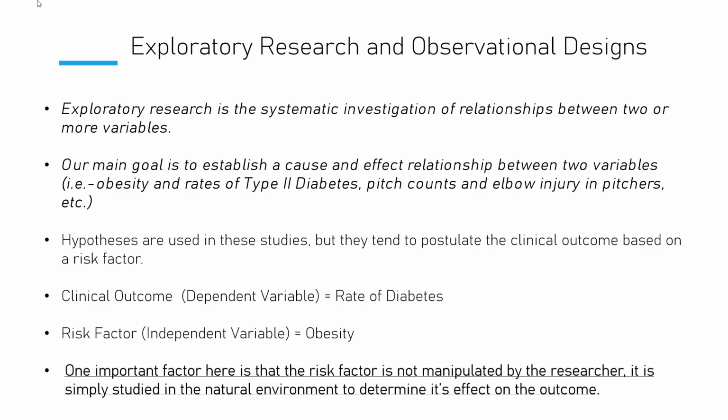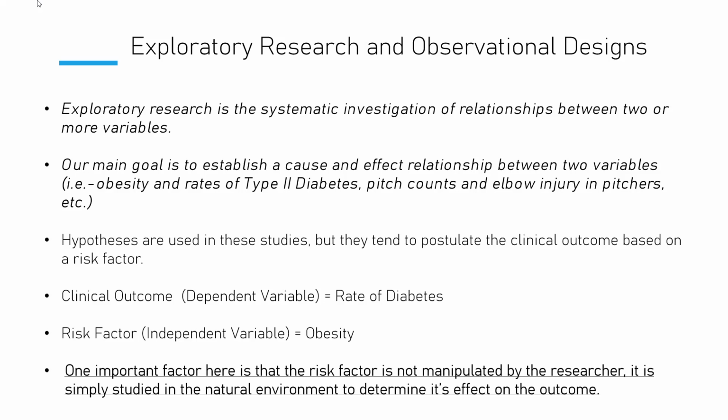A lot of times we also use things like hypotheses in observational designs. However, we word them differently, right? We make these hypotheses, but we're utilizing different factors, and we typically refer to these things as risk factors. So the independent variable would typically be a risk factor, generally speaking, like obesity, whereas the clinical outcome, for example, in this question, could be the rate of diabetes.